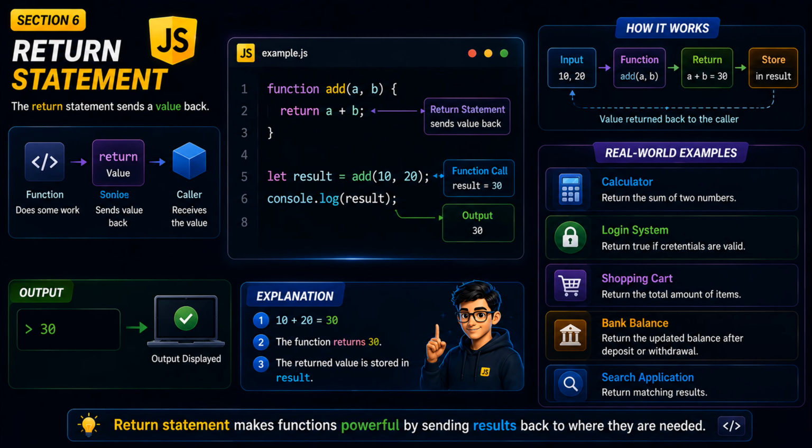Section 6. Return statement. The return statement sends a value back. Example: function add(a, b), return a + b, let result = add(10, 20), console.log(result). Output: 30. Explanation: 10 + 20 equals 30, the function returns 30, and the returned value is stored in result.